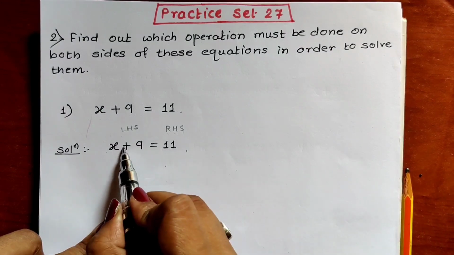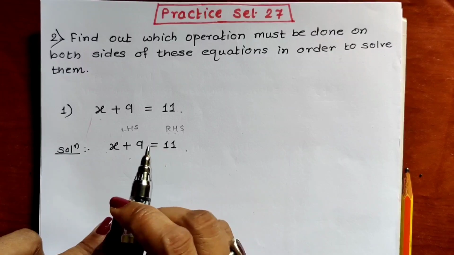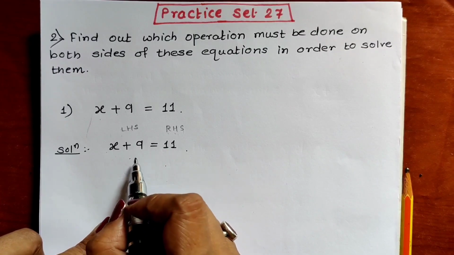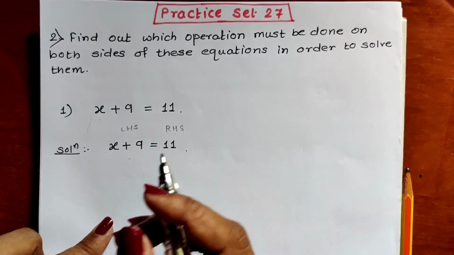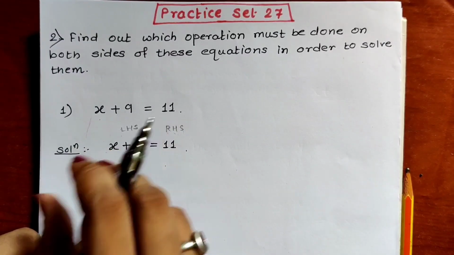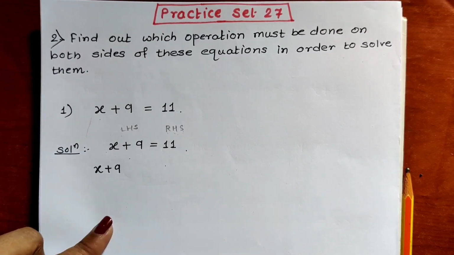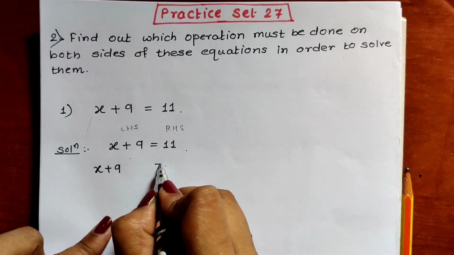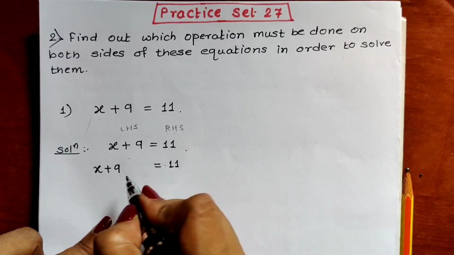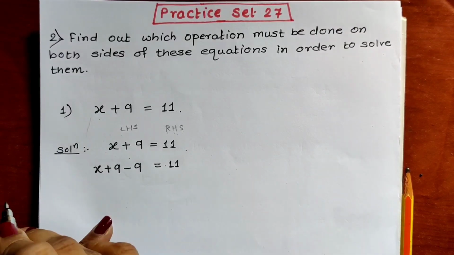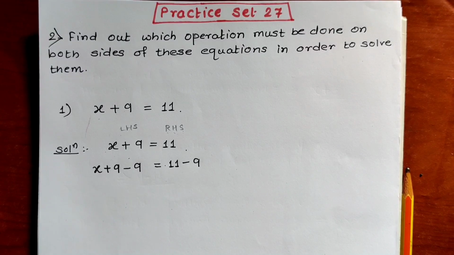On the left hand side we can see the operation of addition. 9 is added to the variable x. So as 9 is added to the variable x, we have to subtract 9 from the left hand side. What will I do? I will write the left hand side as it is, x plus 9 as it is, equal to 11 as it is. Now I will subtract 9 from the left hand side as well as from the right hand side.